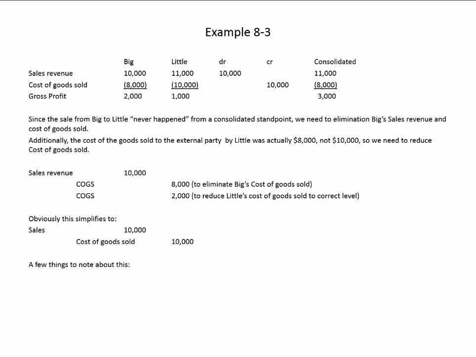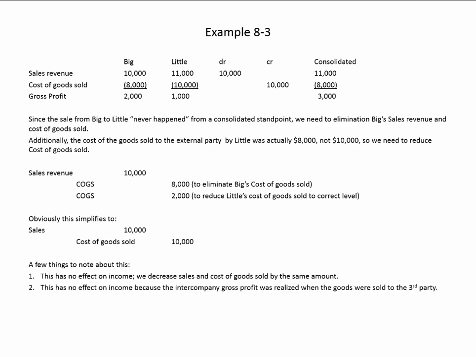Now, there are a few things to note about this. First, this had no effect on income. In the worksheet, we have $3,000 of gross profit. The elimination entry, the $10,000 debit to sales and the $10,000 credit to cost of goods sold, clearly is a wash as far as income is concerned. We reduced sales and we reduced expenses both by $10,000. This has no effect on income because we didn't have to defer any profit.